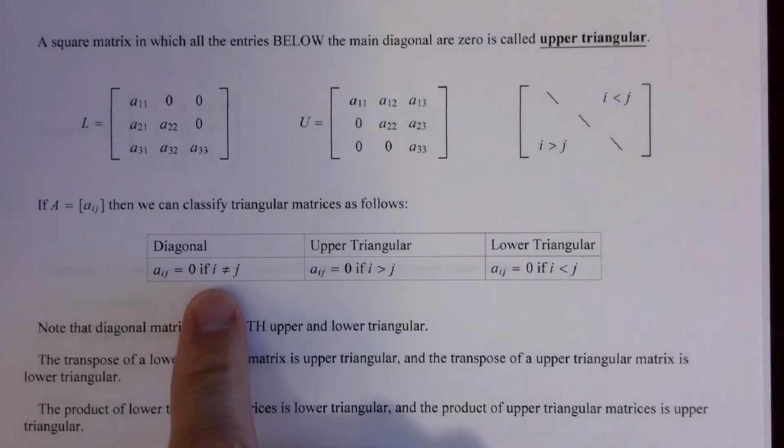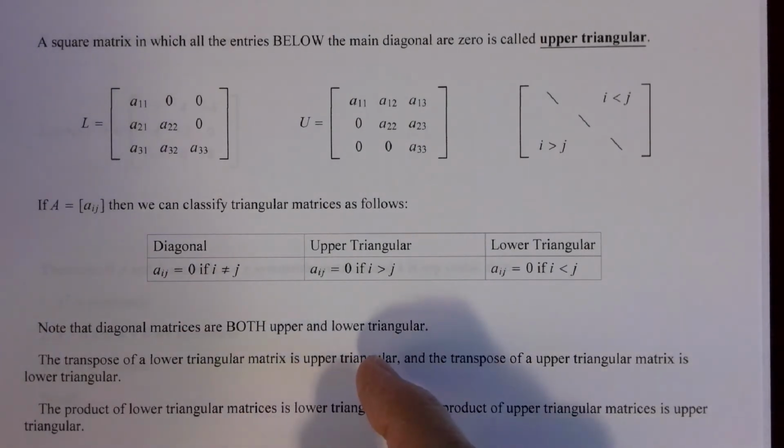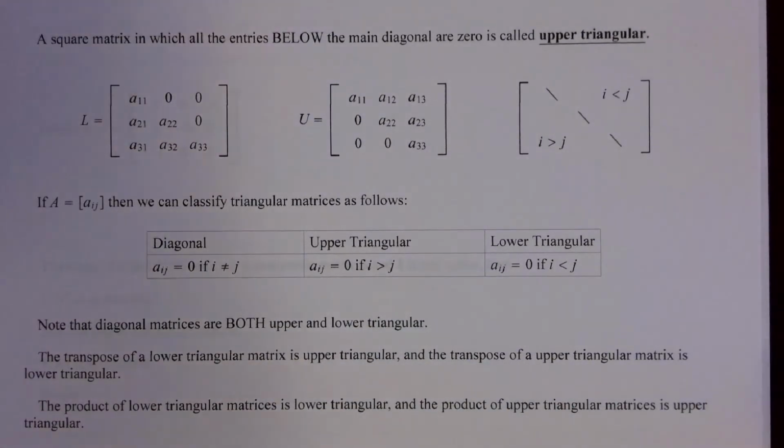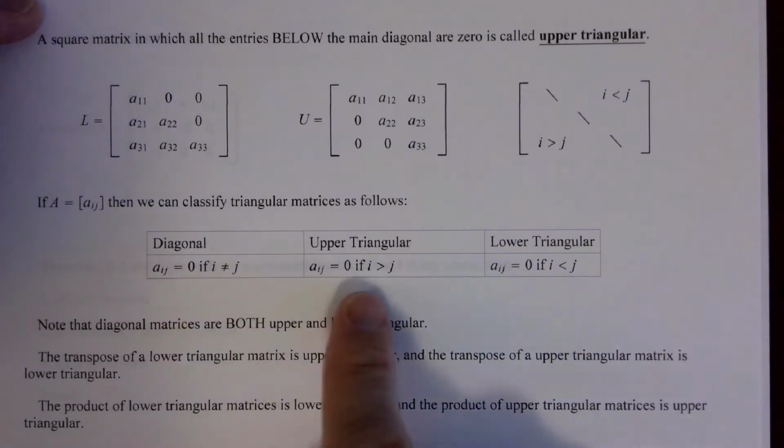Now, notice diagonal matrices automatically are both upper and lower triangular. So a diagonal matrix is both upper and lower triangular. In fact, when we talk about diagonal matrices, we sometimes classify them with what we call the triangular matrices. These are all triangular matrices then: diagonal, upper, and lower triangular.